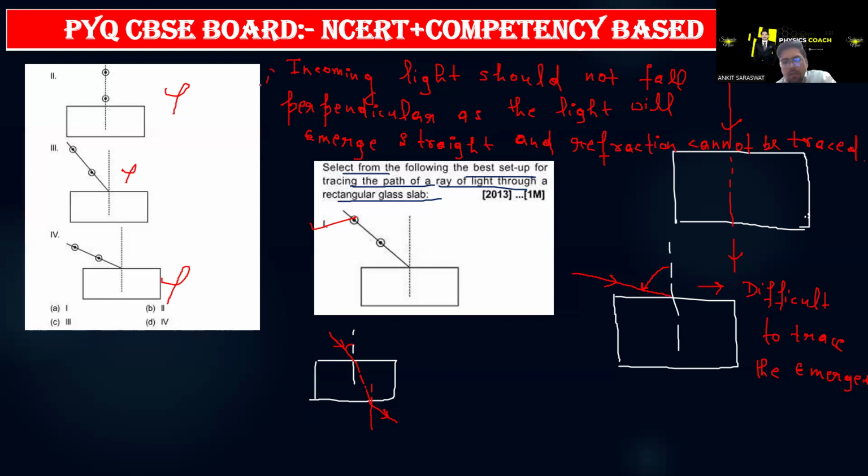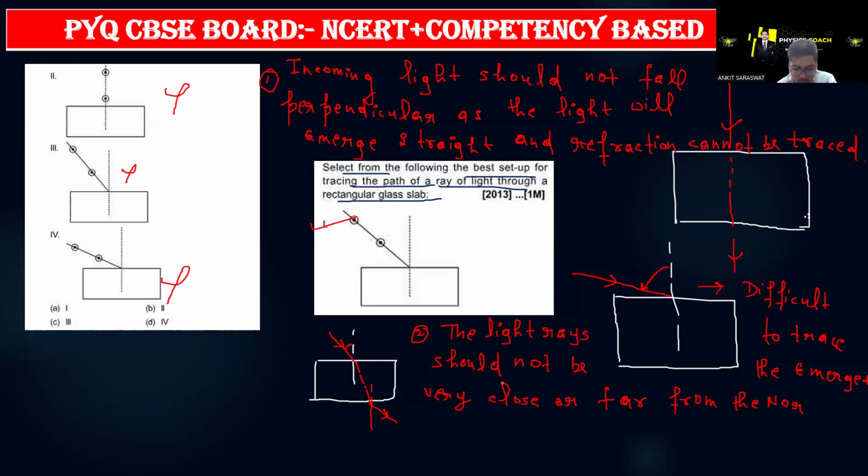Second point, if you want to write, you can write down: the light ray should not be very close or far from the normal. That is the second point.